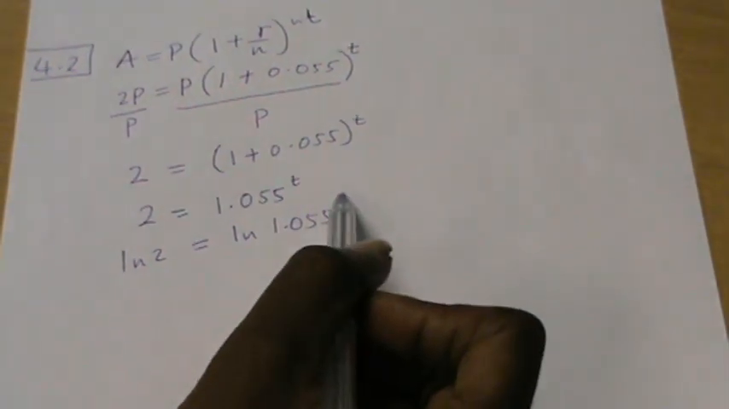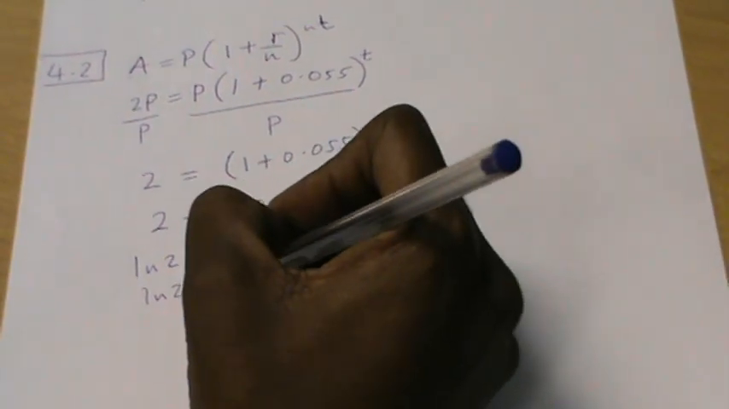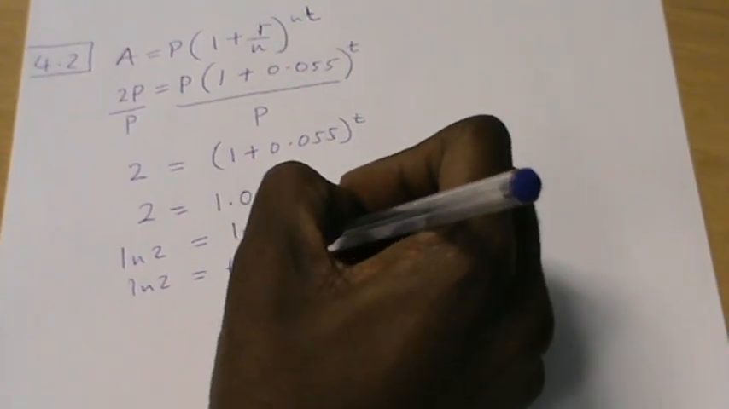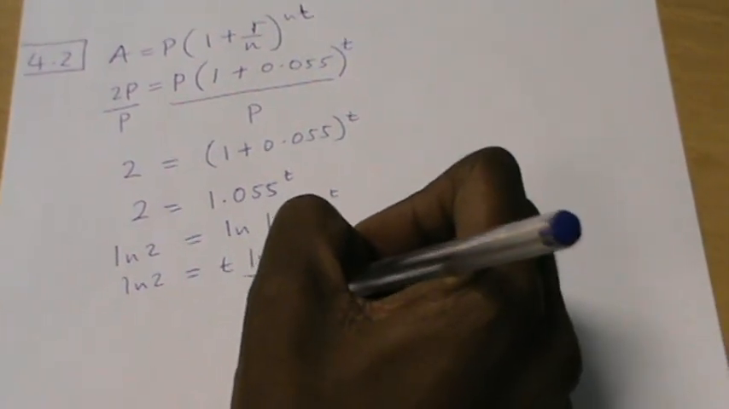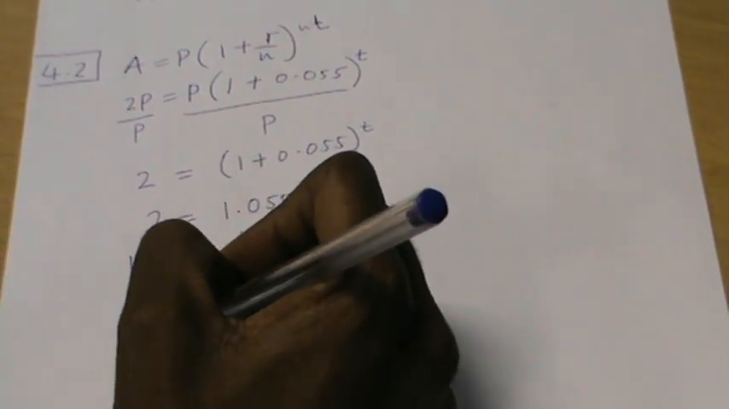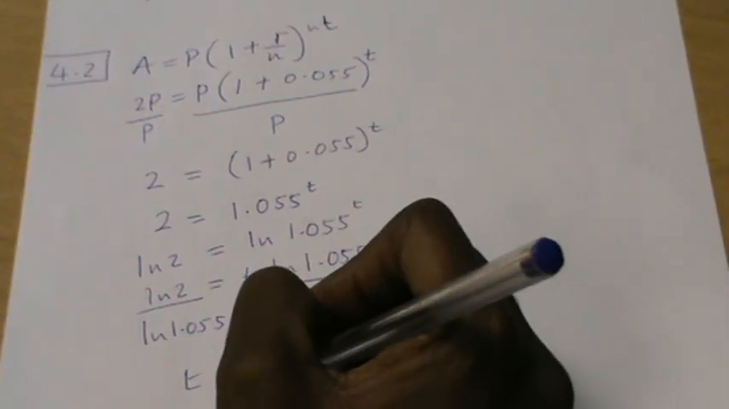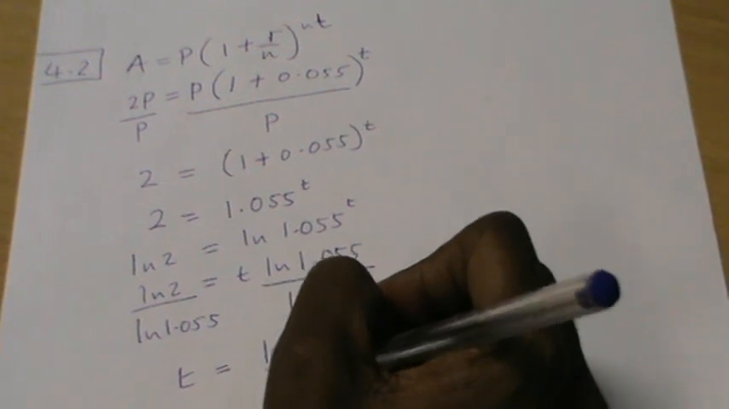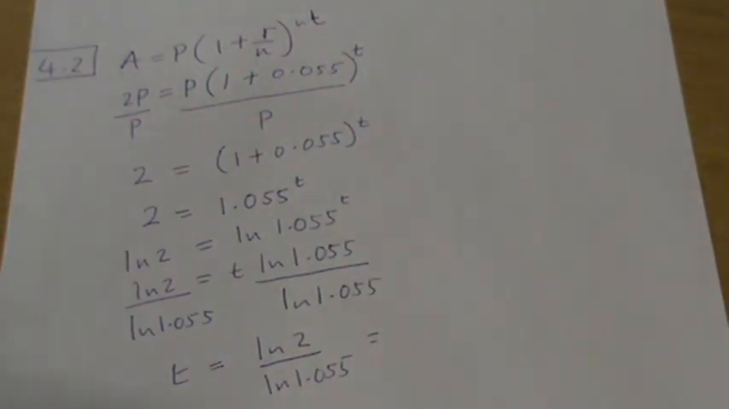We know what happens here. The t comes down. So I have ln of 2 equal to t multiplied by ln of 1.055. Then I divide by ln of 1.055 on both sides. I'm left with t is equal to ln of 2 over ln of 1.055.